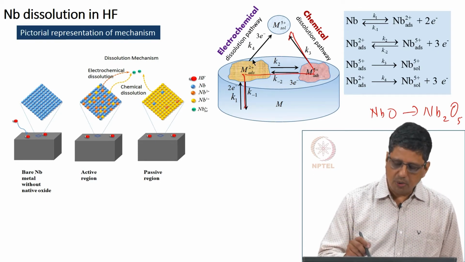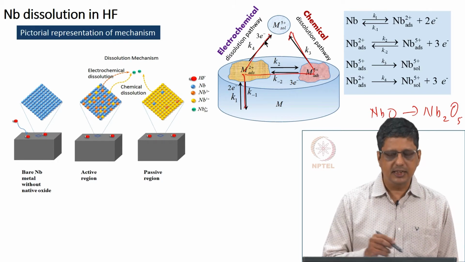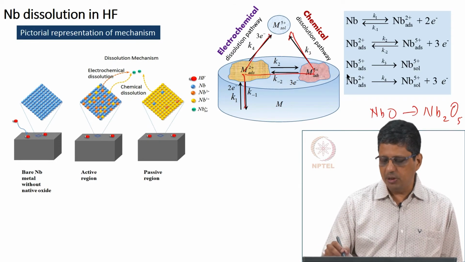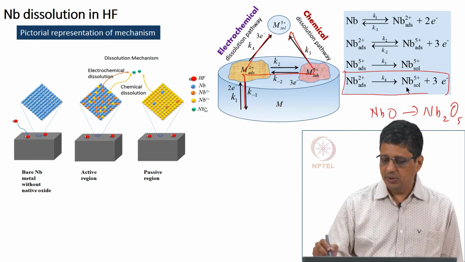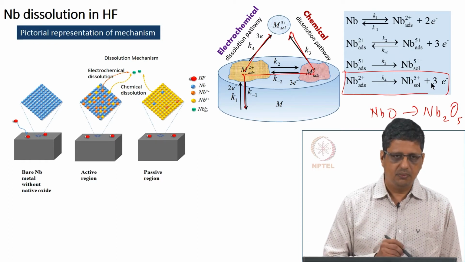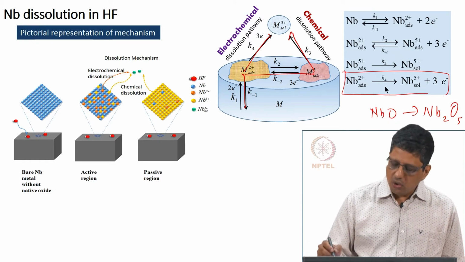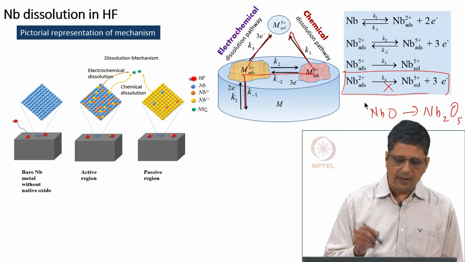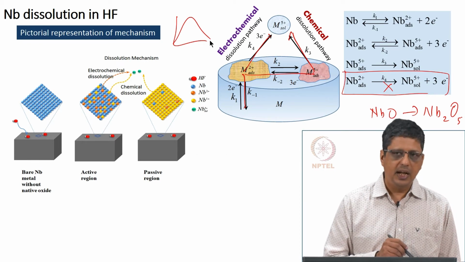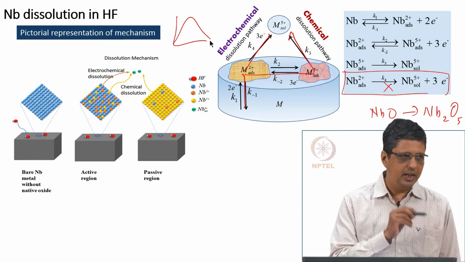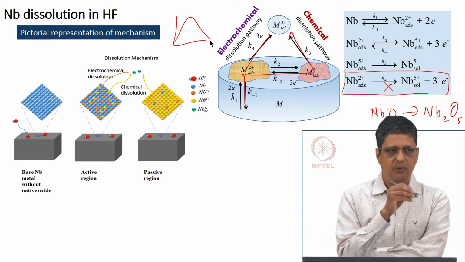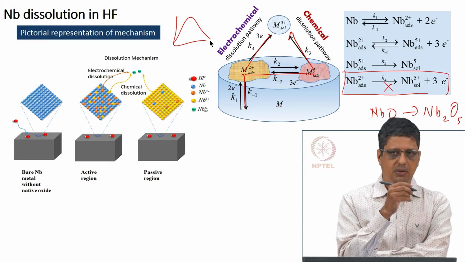So, I will have to propose another reaction, which is the suboxide goes into solution while losing 3 electrons, that is Nb2+ goes into solution, not 2 electrons, while losing 3 electrons. If I do not have this step, I will definitely not get a curve like this for the current potential diagram. I will definitely not be able to get all the features in the impedance spectrum. I might be able to get one spectrum in the active region, that I can fit well.